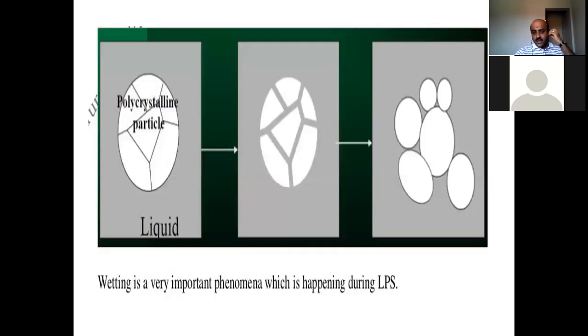Look at this, this is what's happening here. Wetting is a very important phenomenon happening during LPS. Look at how things change over here: the polycrystalline particle, the liquid, which rearranges the solid particles.